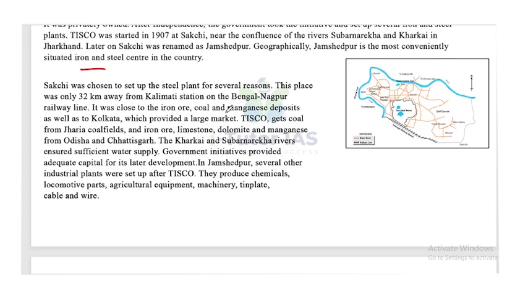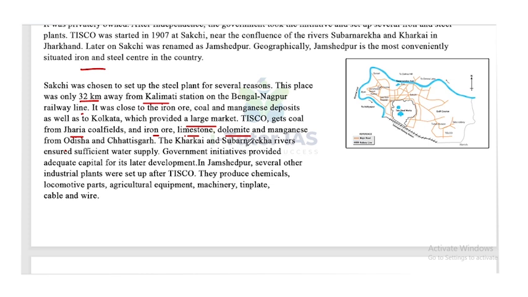Now, Sakchi was chosen to set up the steel plant for several reasons. This place was only 32 kilometers away from the Kalimati station on the Bengal-Nagpur railway line. It was close to the iron ore, coal and manganese deposits as well as to Kolkata, which provides a large market. Now, TISCO gets coal from Jharia coalfields and iron ore, limestone, dolomite and manganese from Odisha and Chhattisgarh.